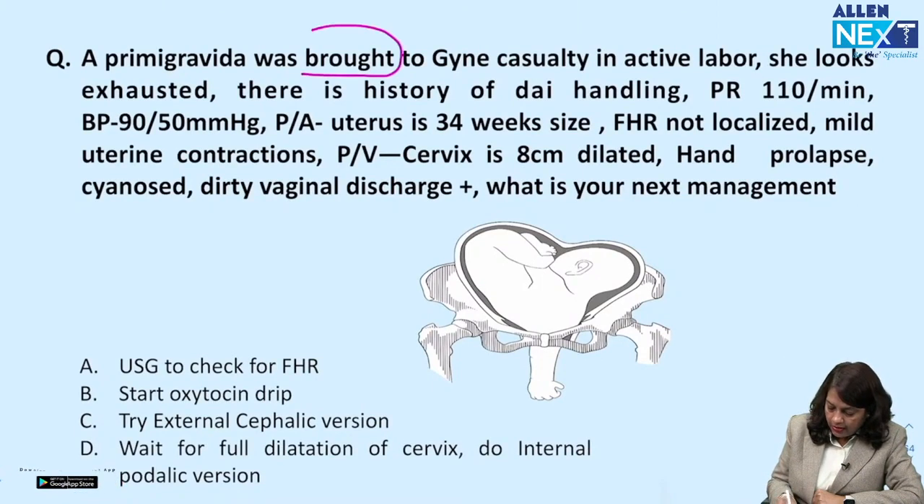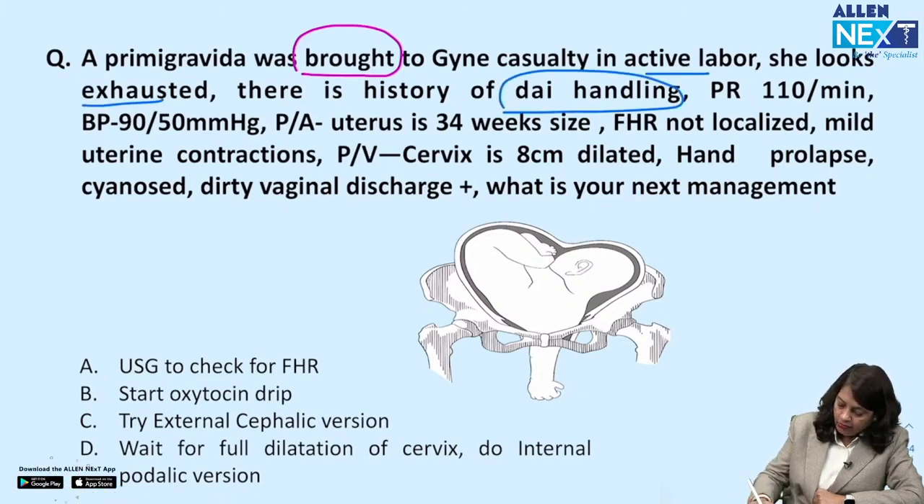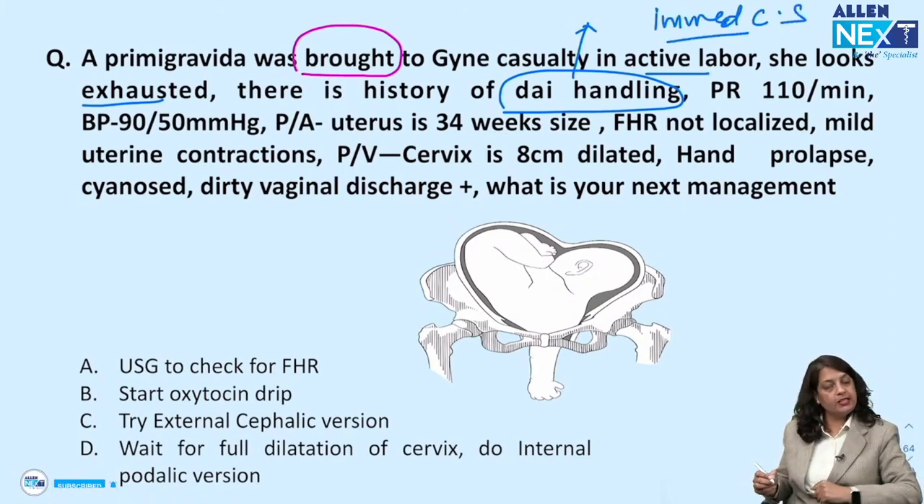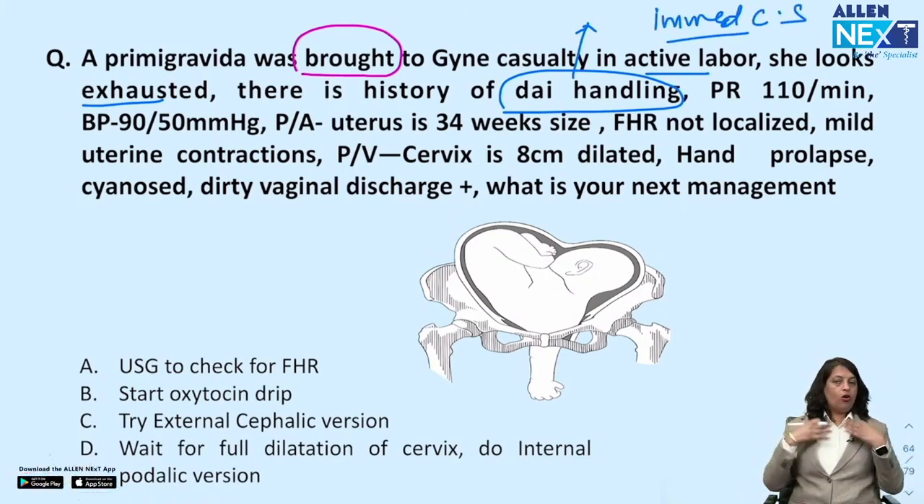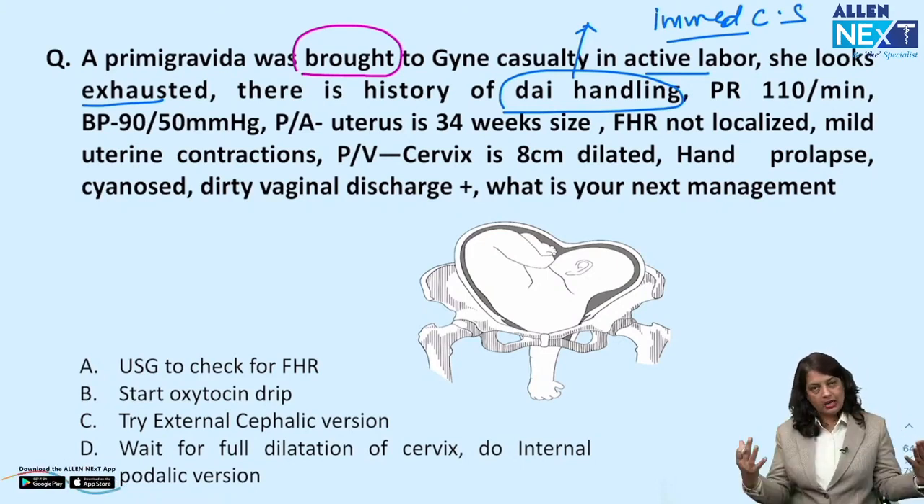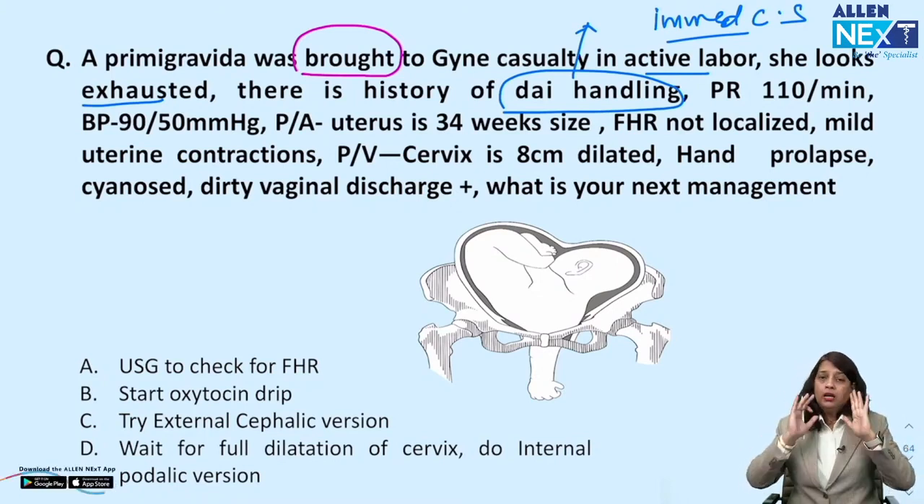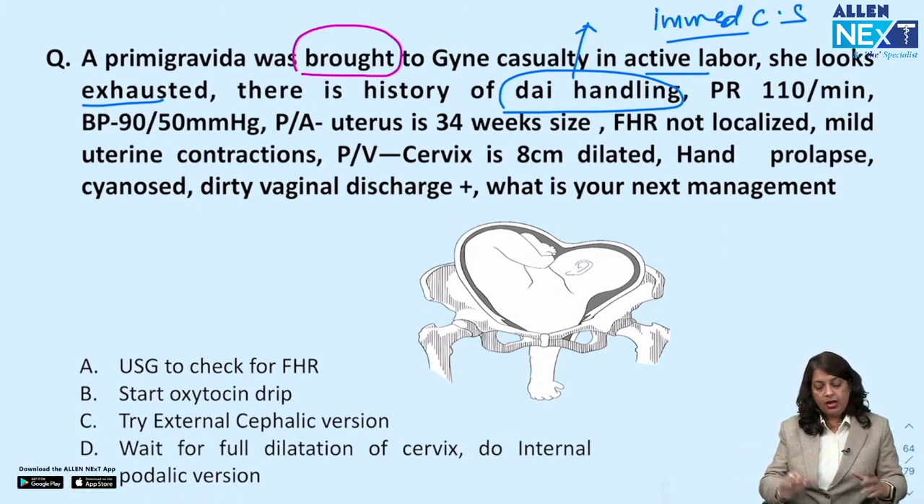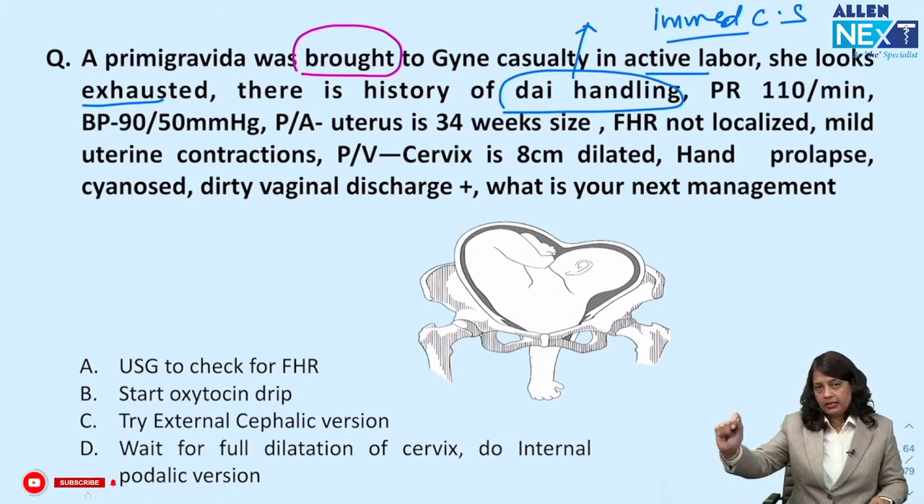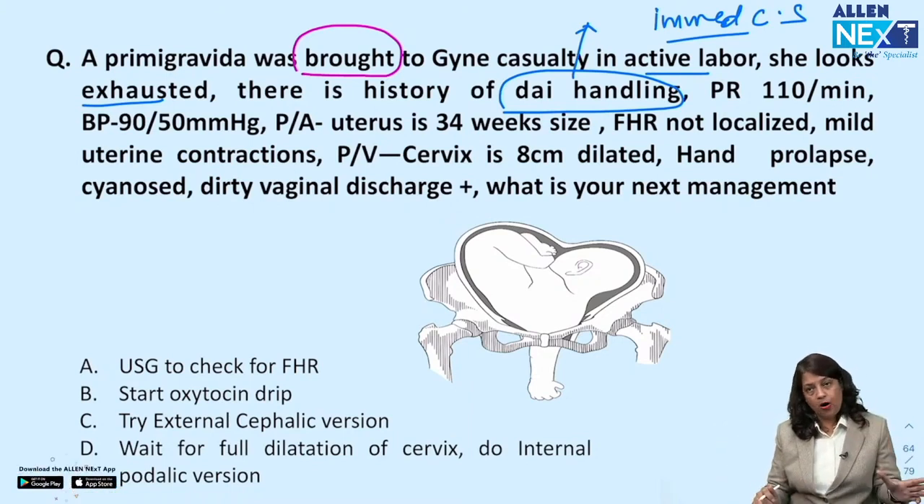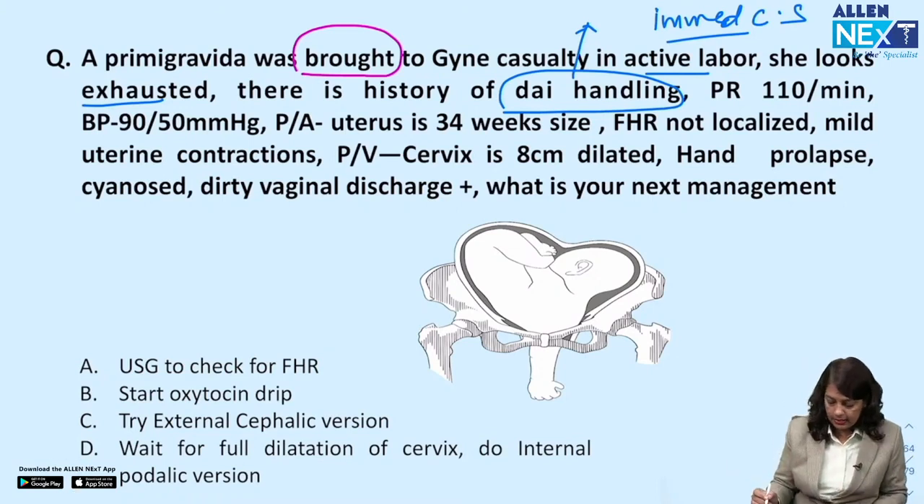Primigravida is brought. Always when "term brought" is written, that means the condition of the patient is not good. In active labor, she looks exhausted. History of thigh handling. Whenever there is thigh handling, always do immediate cesarean, whether the fetus is dead or alive, because you do not know how much time she has been in labor, and it is usually a case of obstructed labor where there is thinning of the lower uterine segment. Okay, no role of destructive, no role of vaginal delivery. Immediately call your team, take the consent, call the anesthetist, shift the patient to OT, arrange the blood, and perform laparotomy followed by a cesarean section.